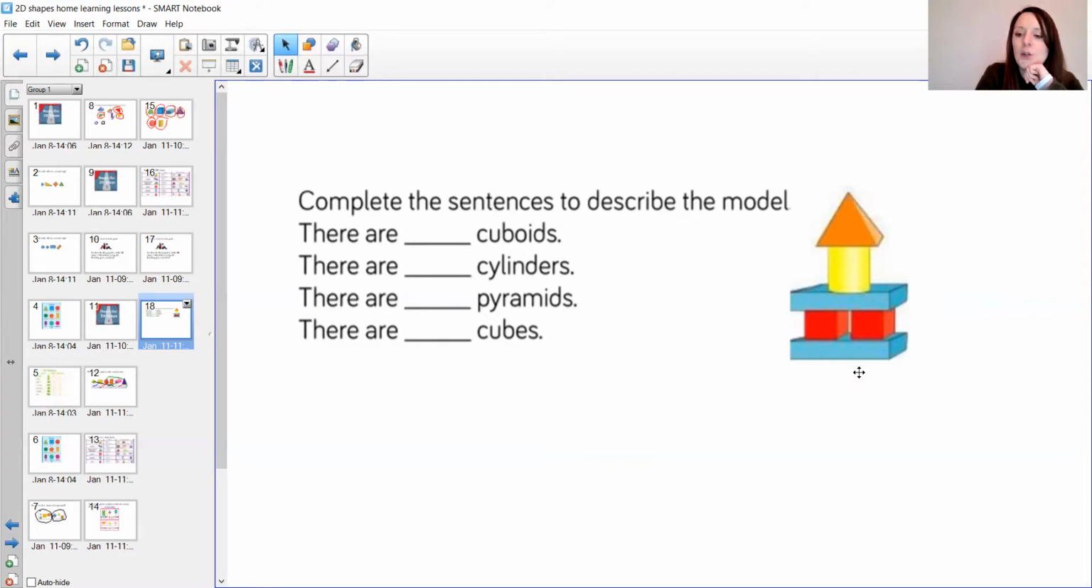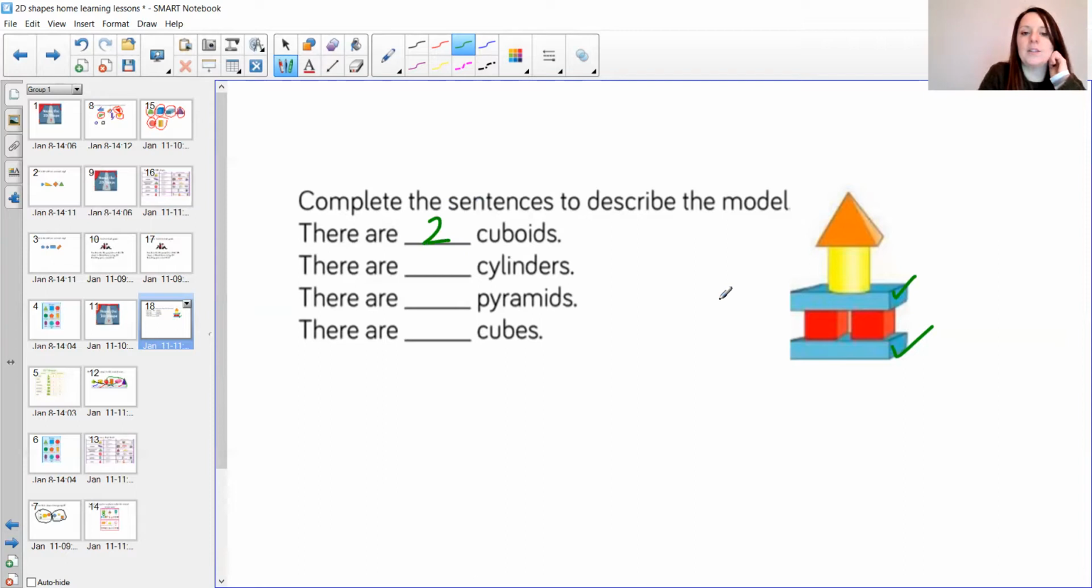How many cuboids can you see? So have a look. Is that a cuboid? Is that a cuboid? Is that a cuboid? Is that a cuboid? I think I can see a cuboid here and a cuboid here. So there are 2 cuboids. Well done if you said 2.